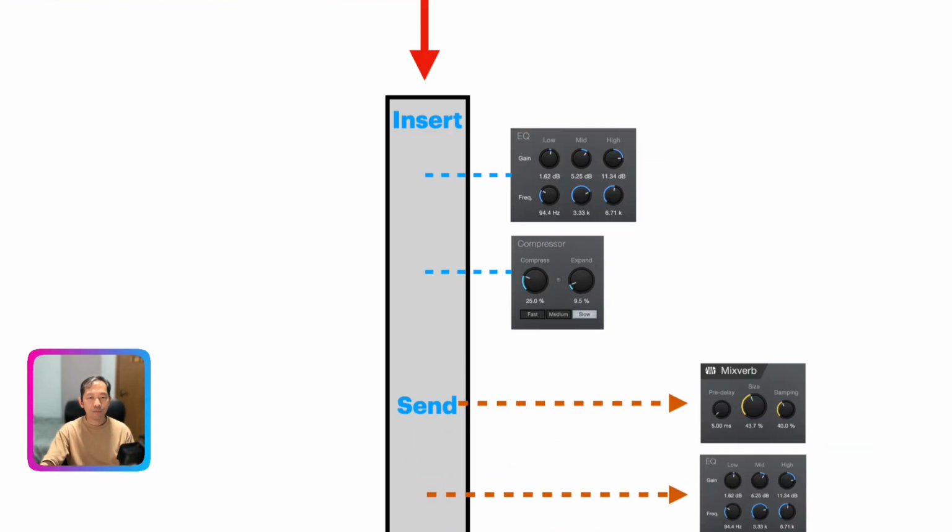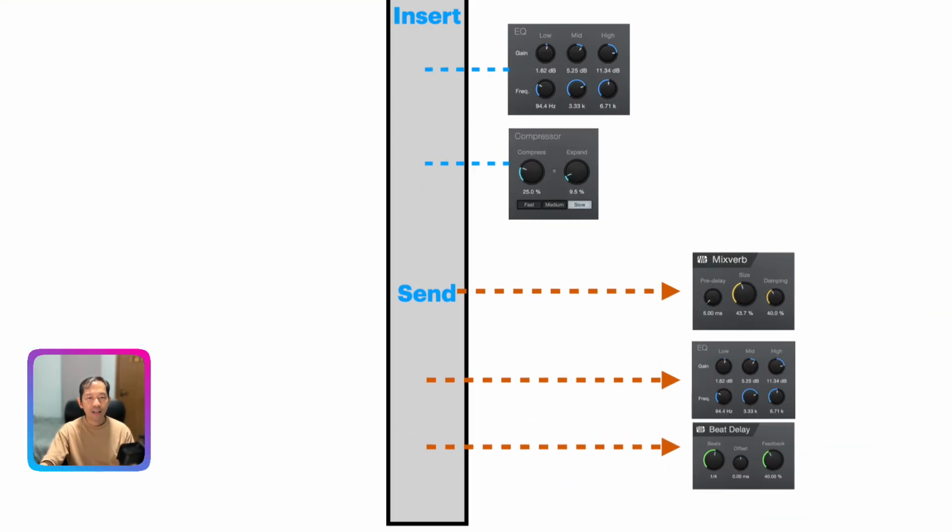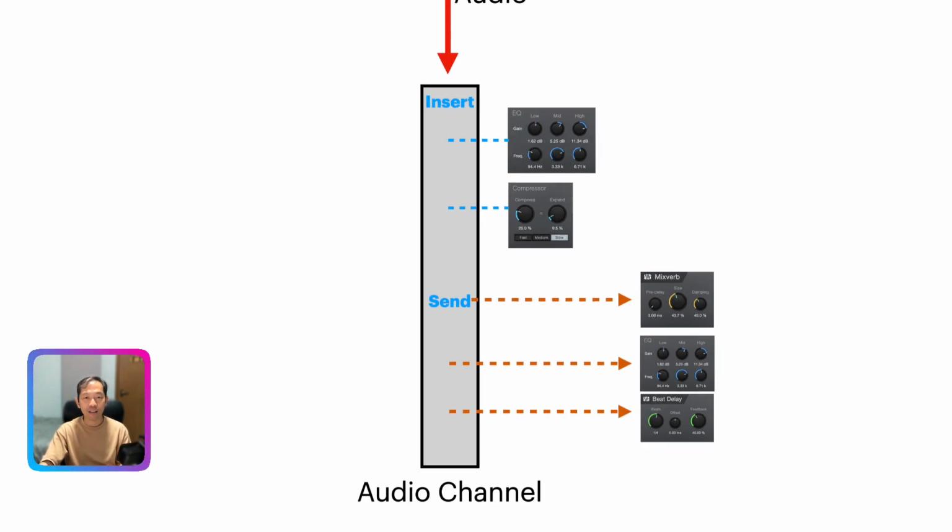But when you come to the send, it is like a duplicated effect channel for you, meaning your original signal doesn't get any changes. It stays unchanged, but you have a duplicated effect channel to manipulate or change with the effect that you want. And the best part is you can control how much signal goes to the effect. So that is the difference.